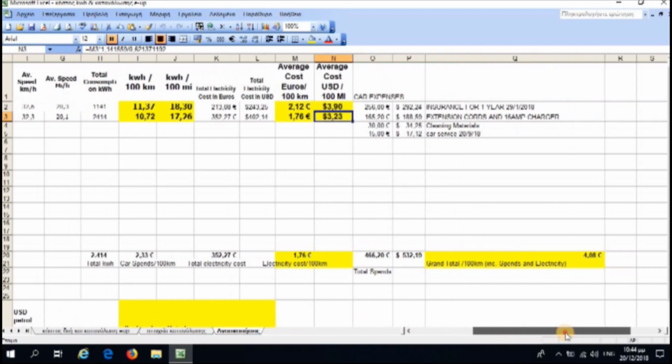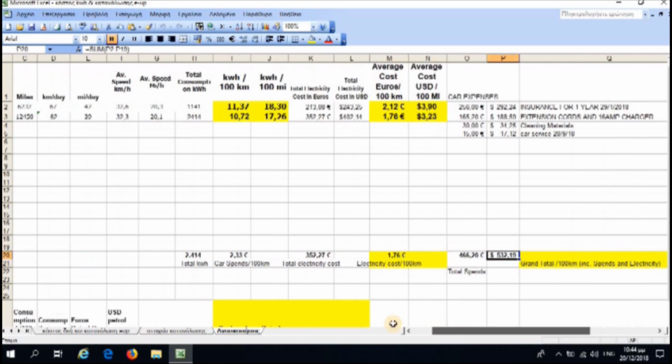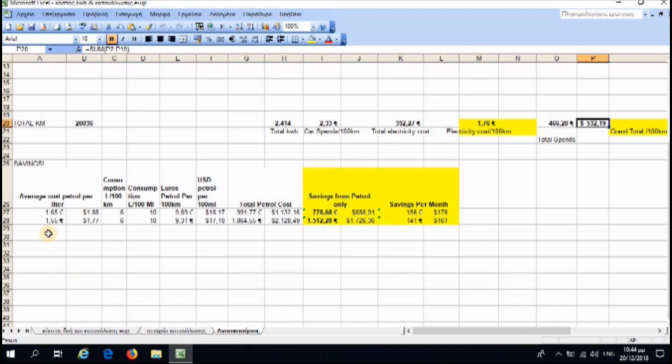So here are also the car expenses. For the car expenses, here is the insurance cost, 236 euros, or let's say 300 US dollars. Here are extension cords, and I also bought one 16 amp charger, and here are cleaning materials, and this is the car service. So these are only the cost expenses, let's say for 1 year, 466 euros, 532 US dollars.